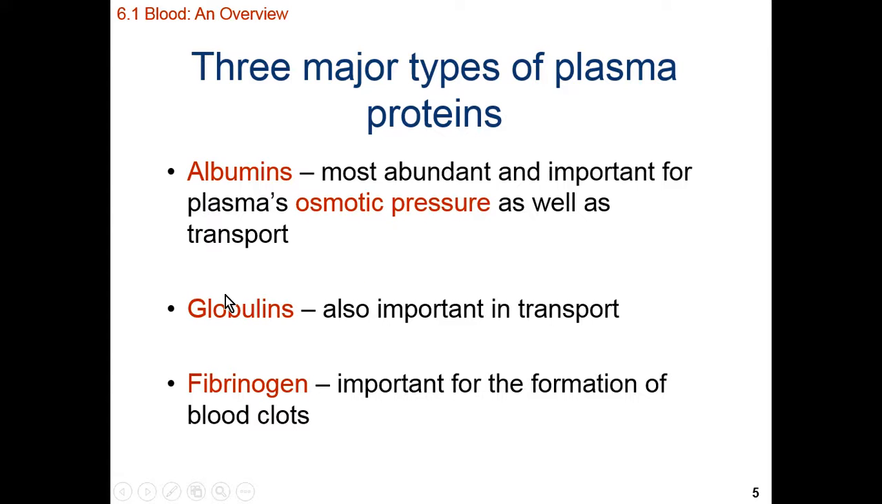We also have globulins. We use globular proteins in our blood to transport materials throughout our bloodstream. We have globulins that transport iron atoms, and we also have globulins designed specifically to transport oxygen atoms. Those are known as hemoglobin, and we'll talk about them in a bit.